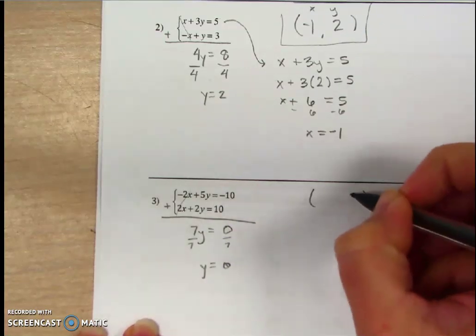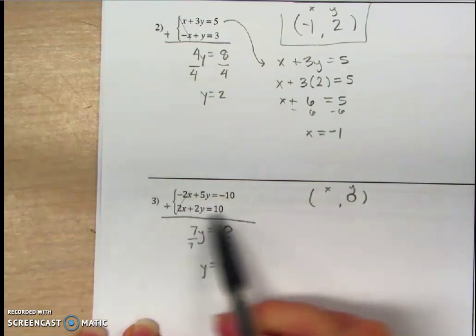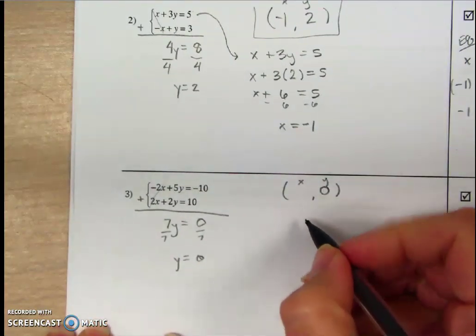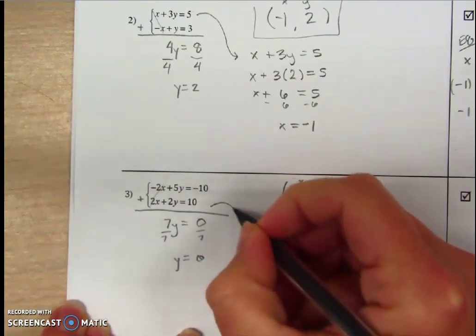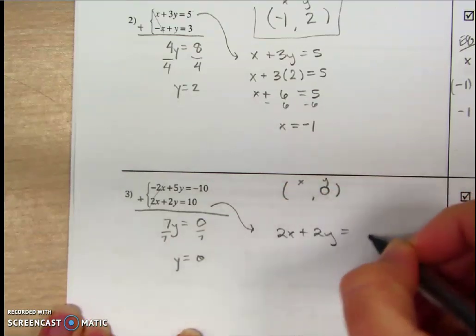So that tells me the y is 0. Now we just plug it back in. Again, the one that has mostly positive numbers is usually the one that I do better with, that you guys do better with. So I'm going to rewrite that second equation. 2x plus 2y equals 10.